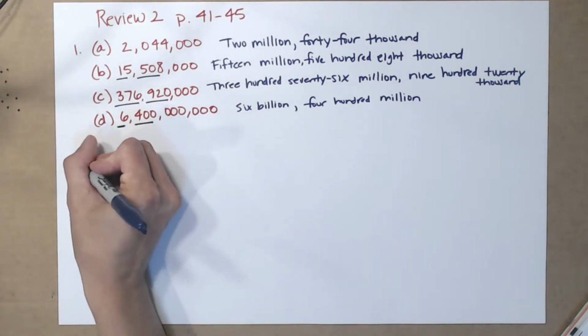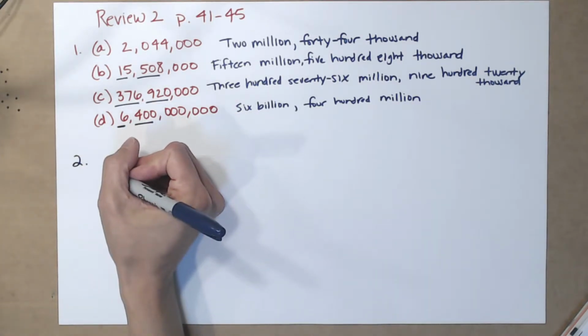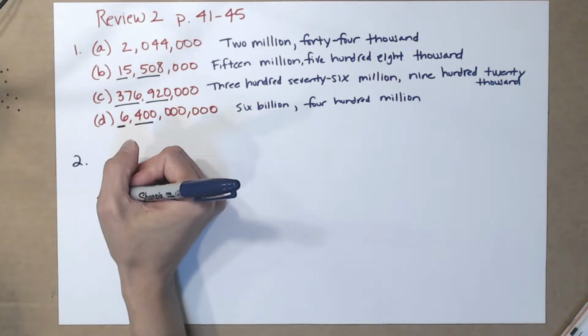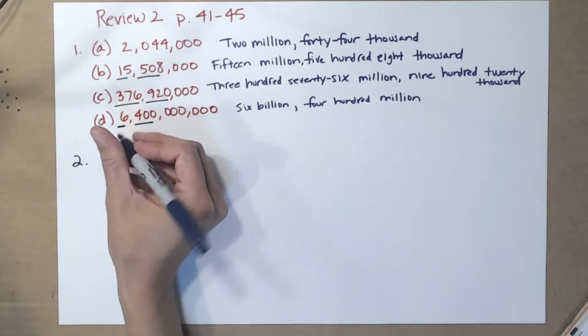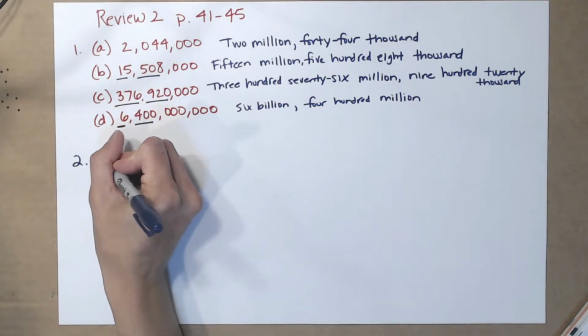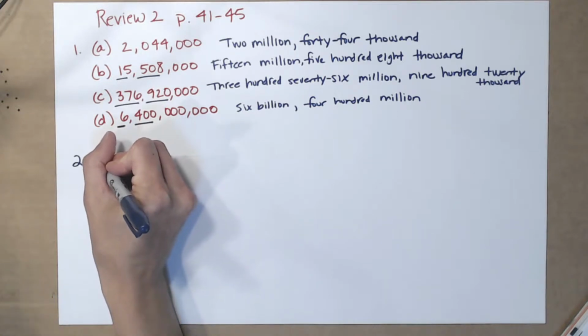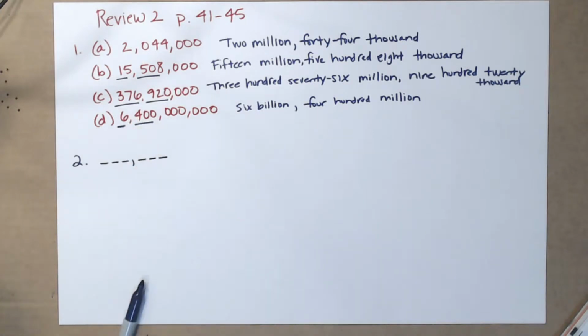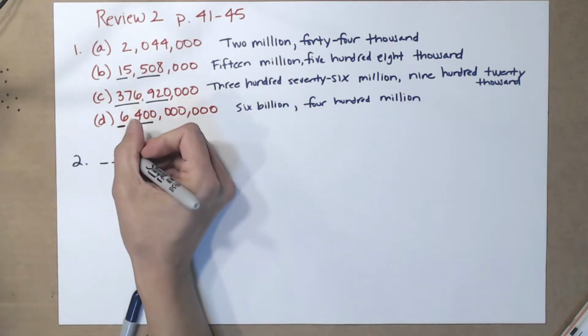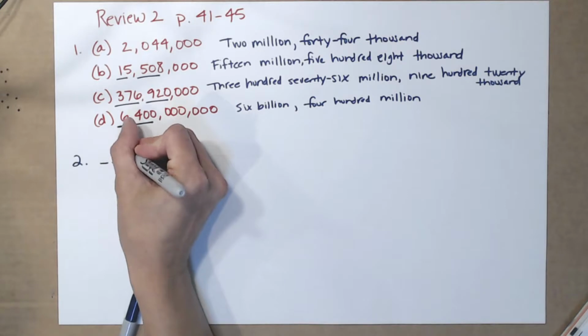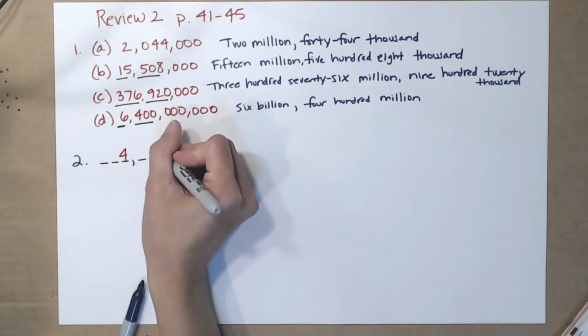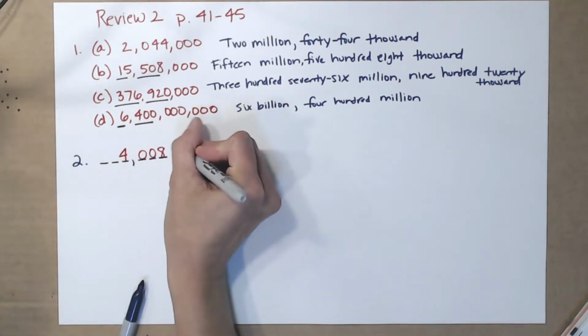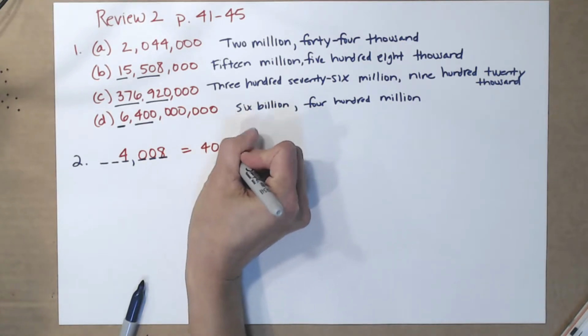Moving on to number 2. Now we have to write the following in figures. So we start with it written in words and we go the other way. 2A says 4,008. So then we're only going to have thousands and then our ones. So I just make my places to make it easier to fill in. 4,000, and then we just have 8 in the ones. So it's 4,008.